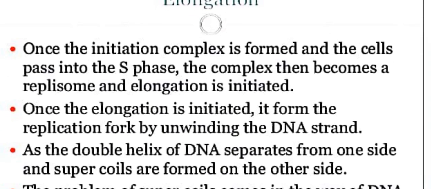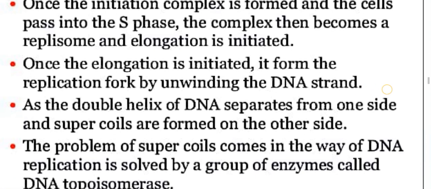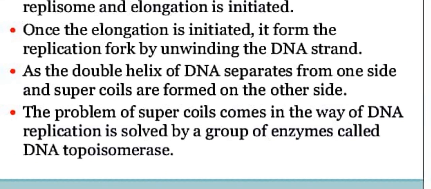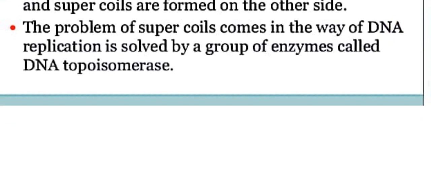Once the initiation complex is formed and the cells pass into S phase, the complex becomes a replisome and elongation is initiated. Once elongation is initiated, it forms the replication fork by unwinding the DNA strand. As the double helix of DNA separates on one side, supercoils are formed on the other side. The problem of supercoils in the way of DNA replication is solved with the help of a group of enzymes called DNA topoisomerase.